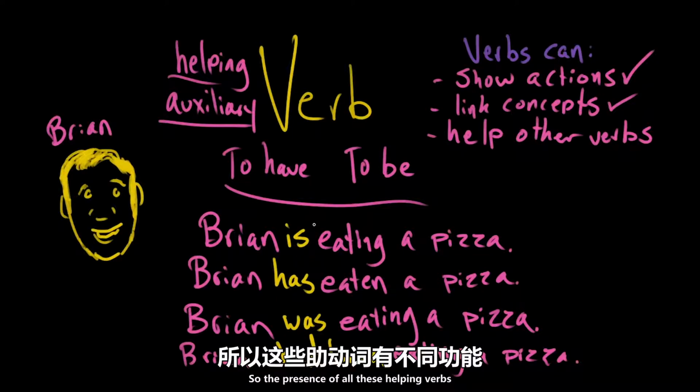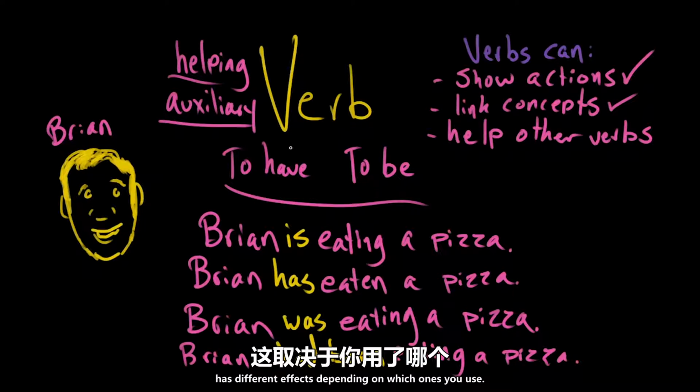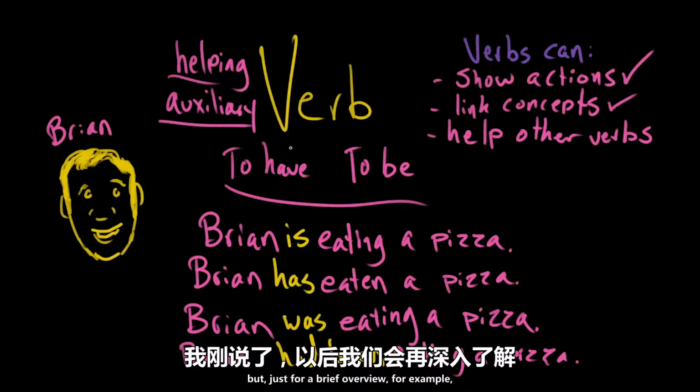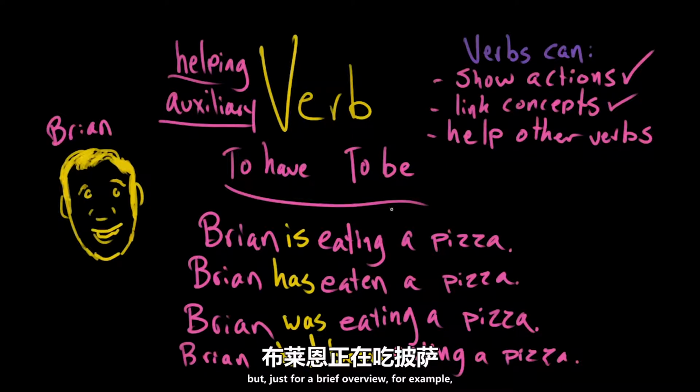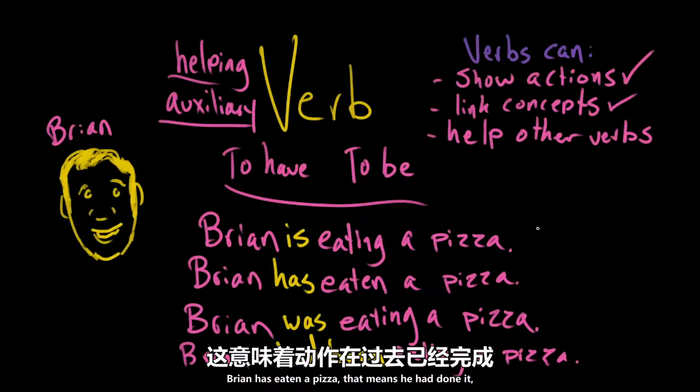So the presence of all these helping verbs has different effects depending on which ones you use. And as I said, we'll get into those later, but just for a brief overview, for example, Brian is eating a pizza, that suggests that it's going on now. Brian has eaten a pizza, that means he had done it, it's over in the past.